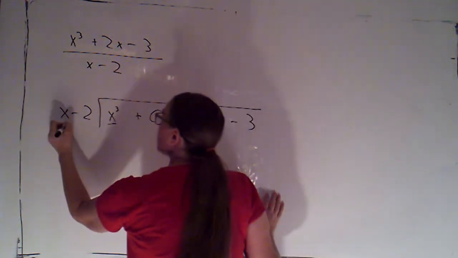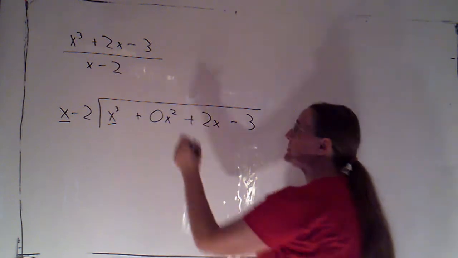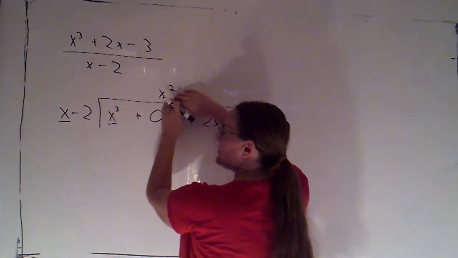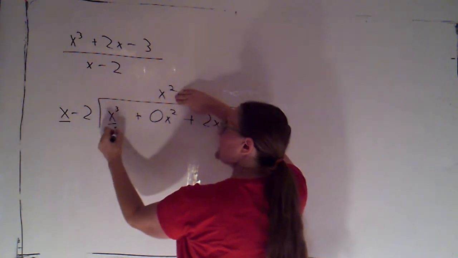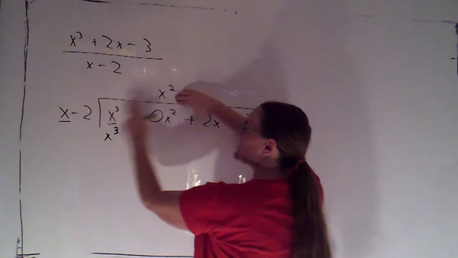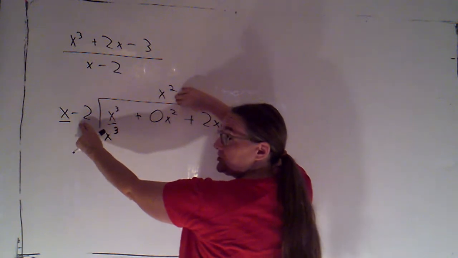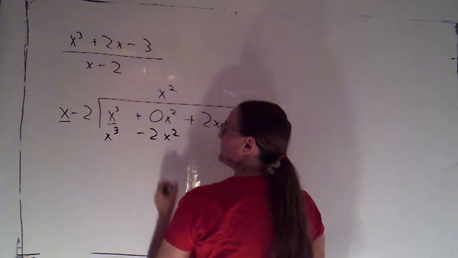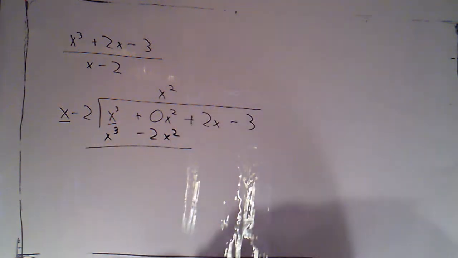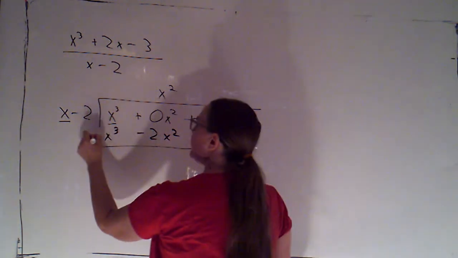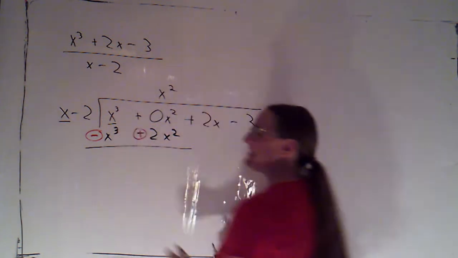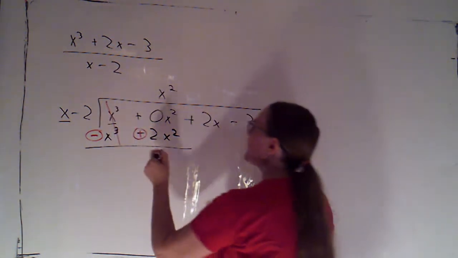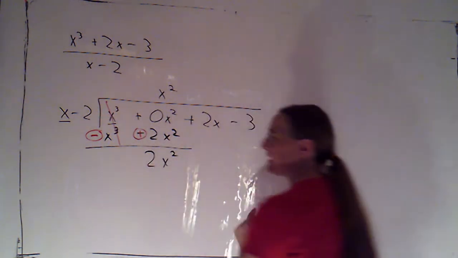So we look at our lead terms. X, I would multiply by an x squared to get x cubed. Then I distribute. X squared times x is x cubed. X squared times negative 2, that sign is included, is negative 2x squared. Now we're ready to subtract, which I think of as change the sign and add. The x cubeds cancel, and we've now got a positive 2x squared.